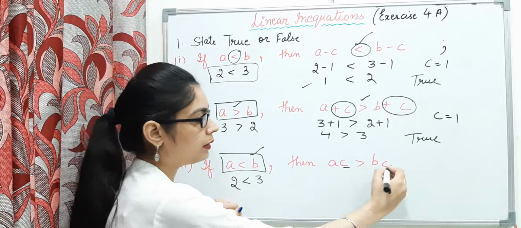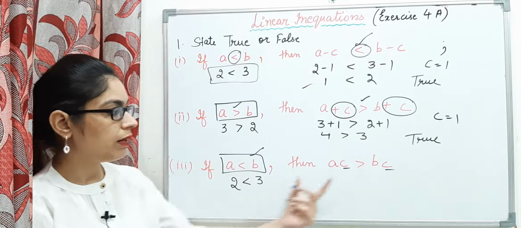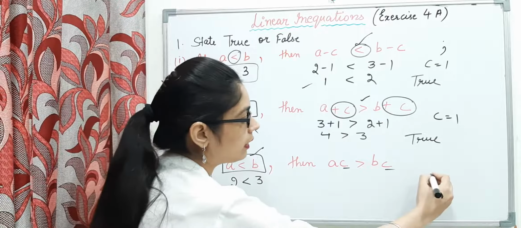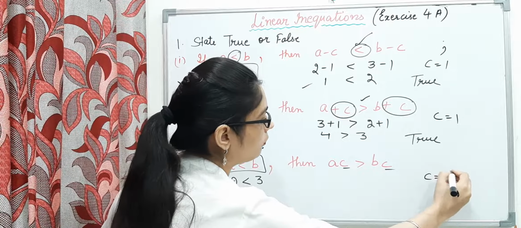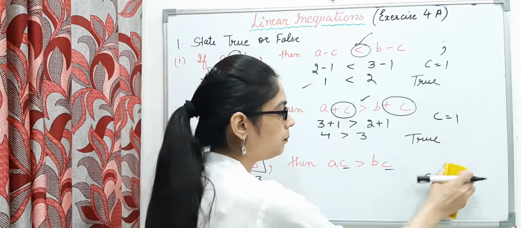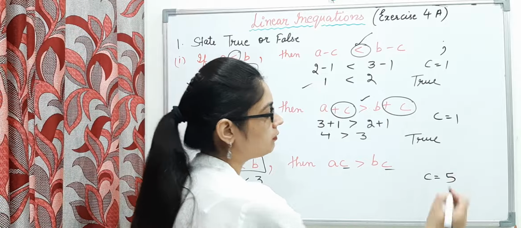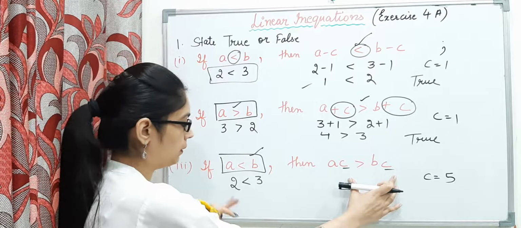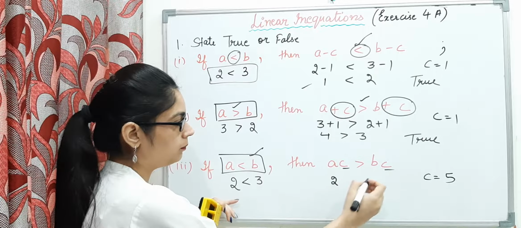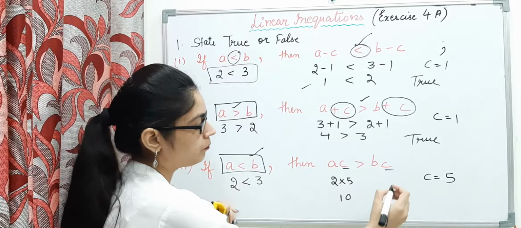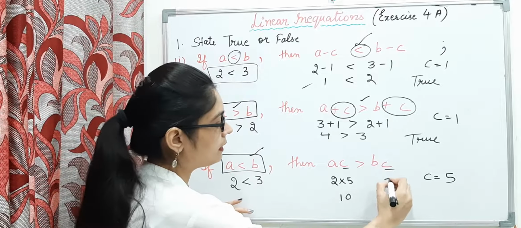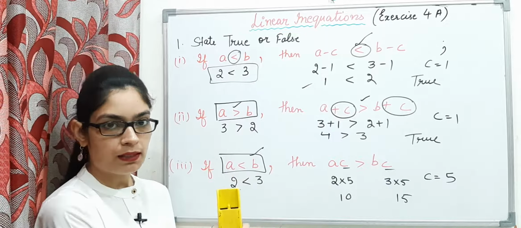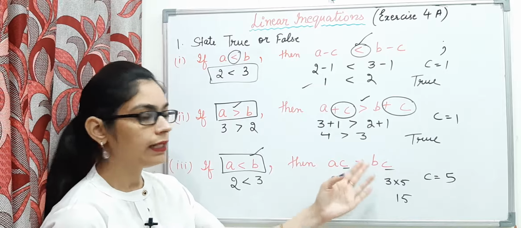Here with the same number, we have multiplied both the sides. The same number C we can assume as 2 or 5, any number, because it's a positive number, so any positive number we can assume. So they have multiplied both the sides of the inequation with the same number. So 2 into 5 is 10 and B is 3, 3 into 5 is 15. So what they have given, if A is less than B, then AC will be greater than BC.